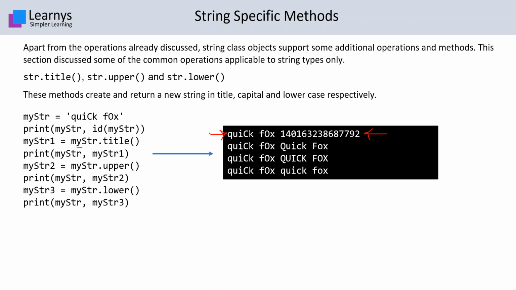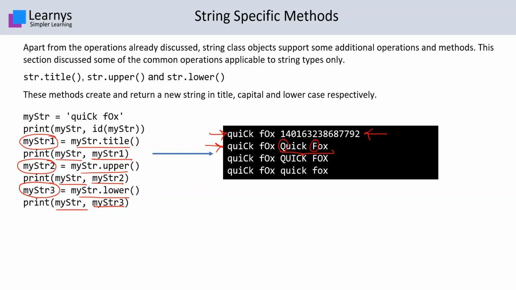Then we are applying these three functions mystr.title, mystr.upper and mystr.lower. We are storing the outputs in other strings named mystr1, 2 and 3. Then in the print statements, we are trying to print these values on the right hand side, and to compare them, we are also printing mystr. So in the next line, you can see that when we apply mystr.title, it is converted into title case. The string has only the first character of every word as a capital.